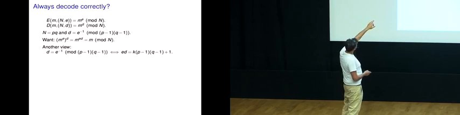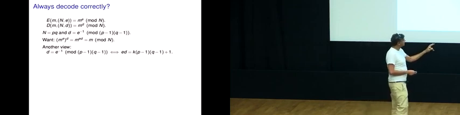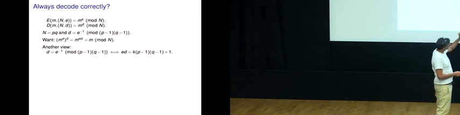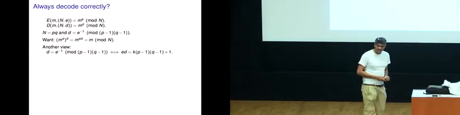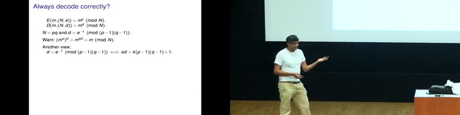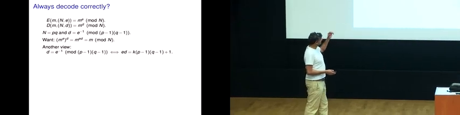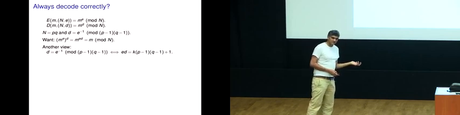Another view is that we're just changing this into an equation. We say D is the inverse of E mod P minus 1, Q minus 1, and we do this a lot. What does that mean? E times D is equal to K times P minus 1, Q minus 1, plus 1, for some integer K. These days I dropped the "for some integer K" on the slides. That's just what it means to be an inverse: E times D equals 1 mod P minus 1, Q minus 1, so E times D is equal to 1 plus some multiple of the modulus.